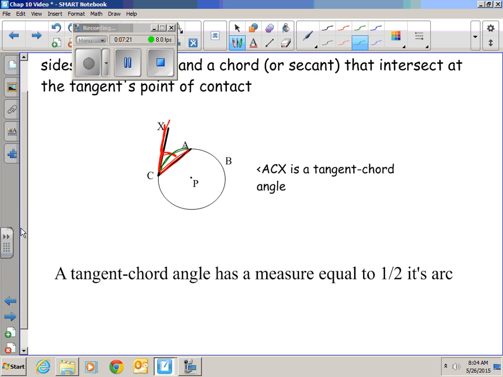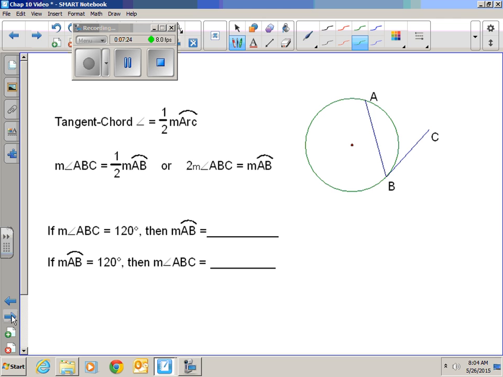All right? So we're looking right here. The measure of this angle, I'll do it in blue, is going to equal half the measure of this arc in red. Okay? So if the measure of the angle is 120, then the measure of the arc is twice as big as that, 240. And if the measure of the arc is 120, I know the measure of its angle is half of that, which is 60. All right, let's move on.